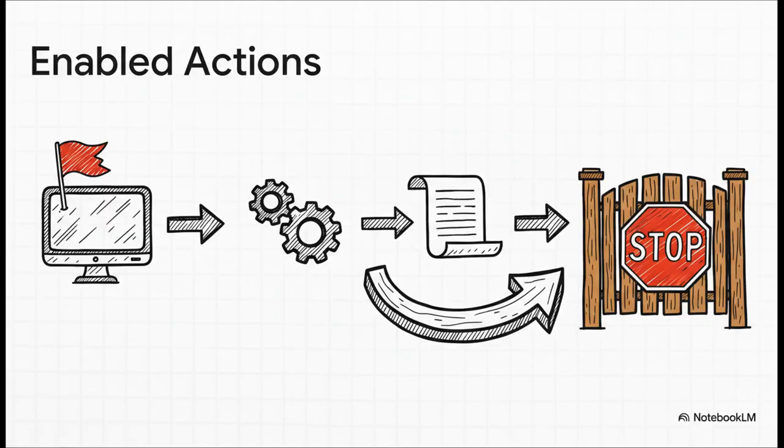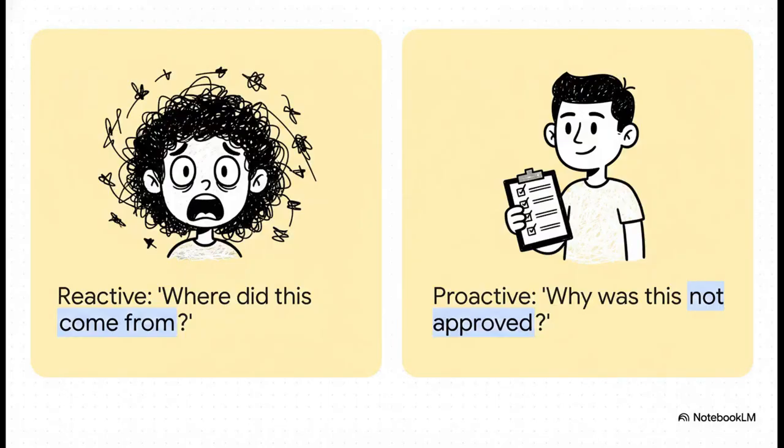This right here, this slide, captures the entire mindset shift. You go from a frantic, reactive question of, where on earth did this come from, to a calm, proactive, controlled question of, why was this device not approved? That's the difference between chaos and control.